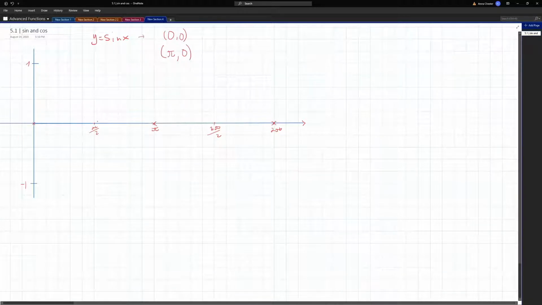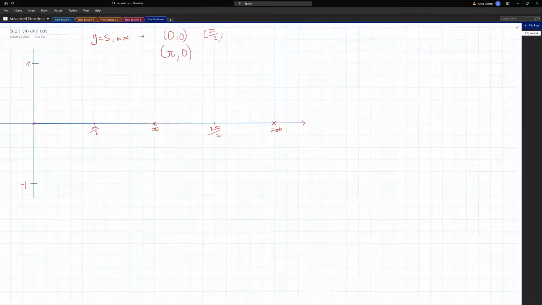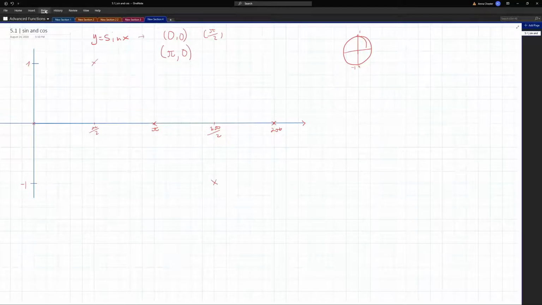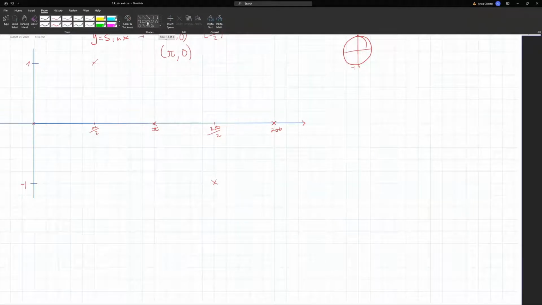Now, let's figure out what our value is at pi over 2. Pi over 2 would be 90 degrees, if that helps you think. And again, just visualize the unit circle. This is pi over 2, so over here, we're actually at 1. So let's jot down the 1, and then at 3 pi over 2, we're over here. So our value is now -1. Sorry, this is a little bit too big. Now that we found our 5 key points, we can actually draw our function.